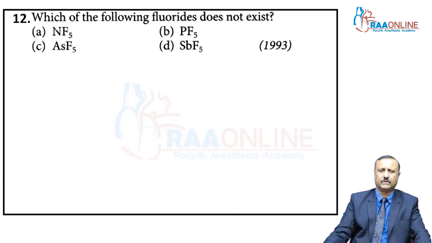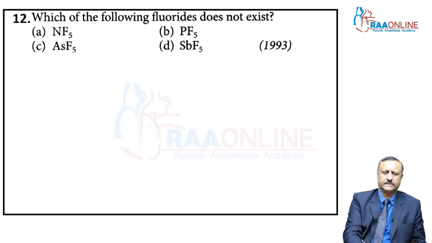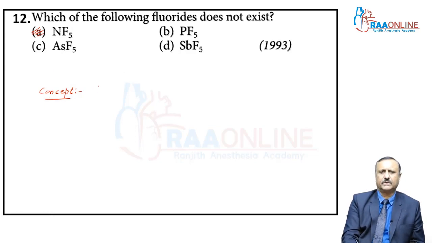Now, my dear students, we can go to question number 12. Here we can see: which of the following fluorides does not exist? My dear students, the answer is A. This question was asked in 1993. Why do we get this answer? NF5. The reason is simple, my dear students.